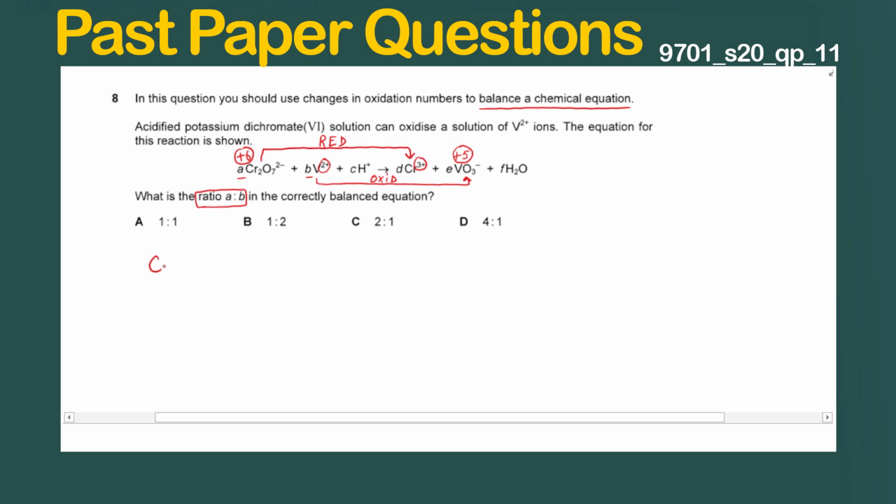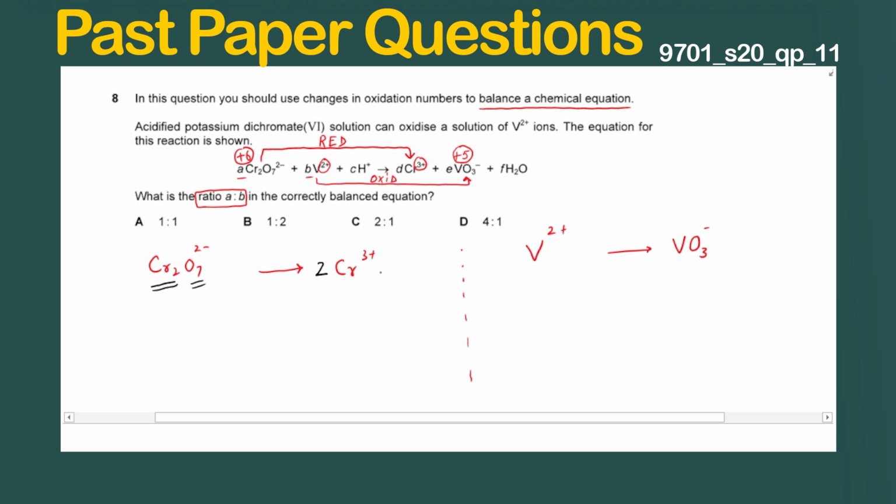Let's write down the half equations. Chromate ion is converting into Cr3+ ion. And on the right hand side, we have V2+, which is converting into VO3- ion. Beta, how can we balance the redox equations? First of all, we have to balance the atoms, then we have to balance the charges, and at the end, we have to balance the number of electrons. So let's try to balance the atoms first. There are 2 chromium atoms, so we have to put 2 here.